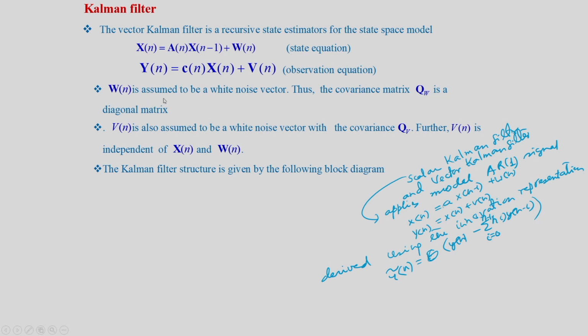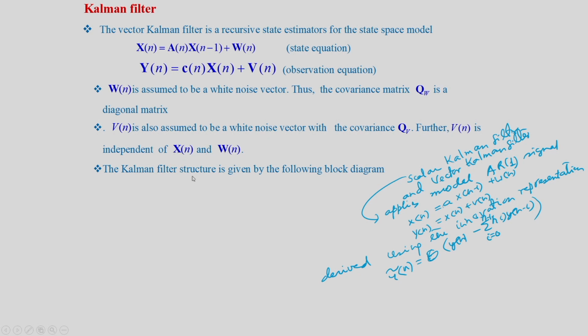Wn is assumed to be a white noise vector, thus the covariance matrix QW is a diagonal matrix. Vn is also assumed to be a white noise vector with covariance matrix QV. Further, Vn is independent of Xn and Wn.